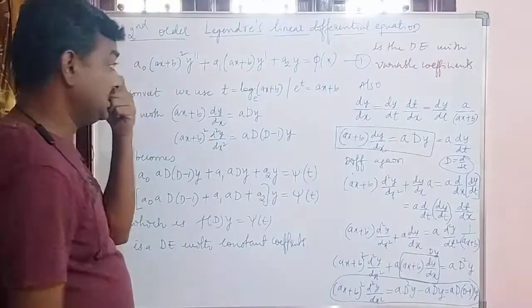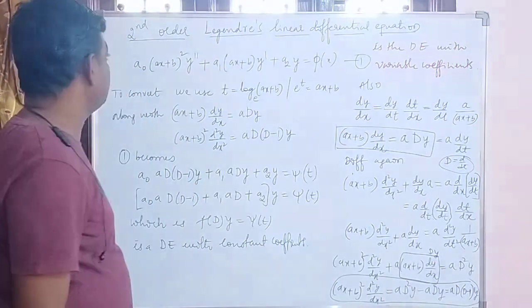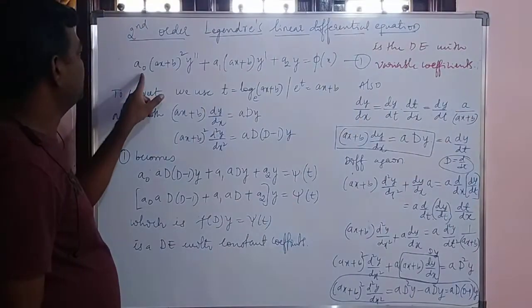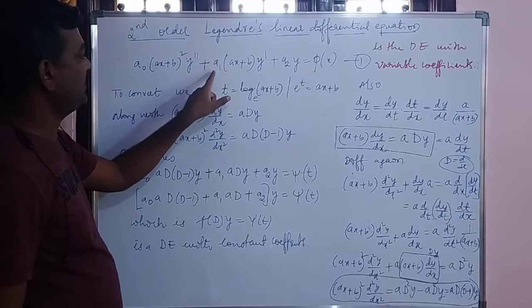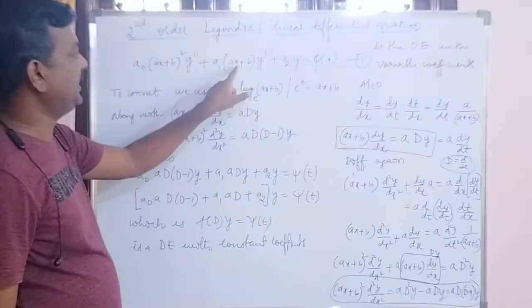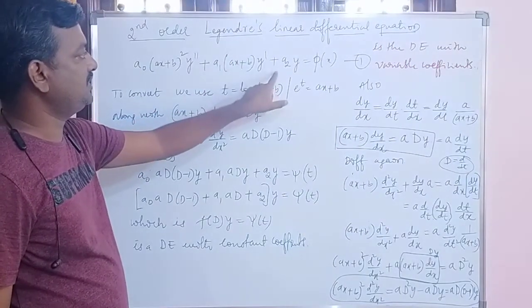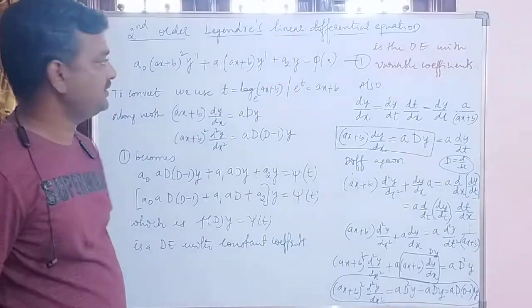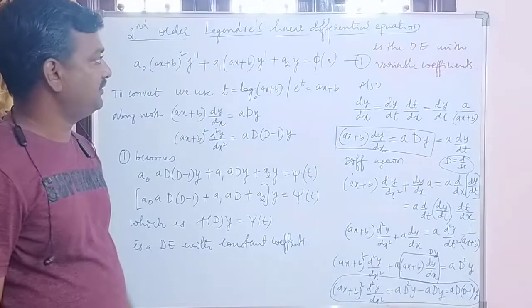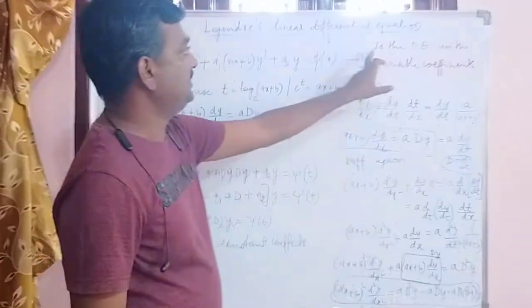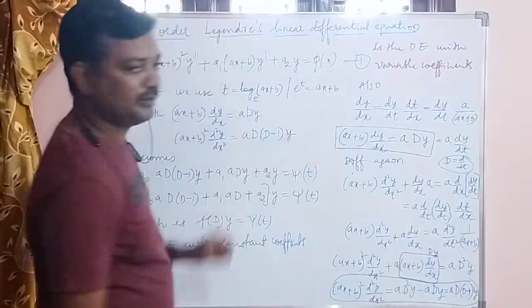Okay, just look at the form of Legendre's linear differential equation. a0 (ax+b)^2 y'' + a1 (ax+b) y' + a2 y = phi(x) is the second order Legendre's linear differential equation. It is a differential equation with variable coefficients.